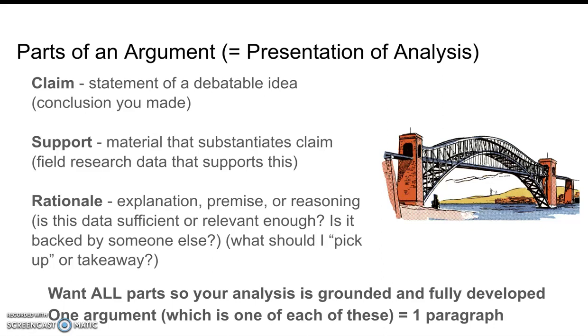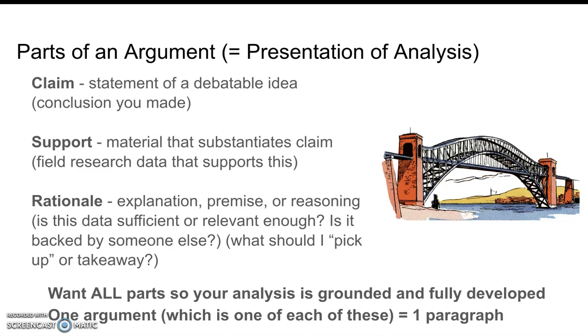So you've provided evidence, but maybe your reader doesn't see the connection, or I need a little bit more than that. So it would substantiate with the rationale. The rationale is an explanation, premise, or reasoning for how the support supports your claim. So things like, is that data truly sufficient or relevant enough to hold that claim? Or is there any other backing you have to make that support stronger to hold that claim? Or as a reader, I'm asking, what should I really take away from this claim and support? I mean, we're getting dense information and data here. What am I supposed to understand?